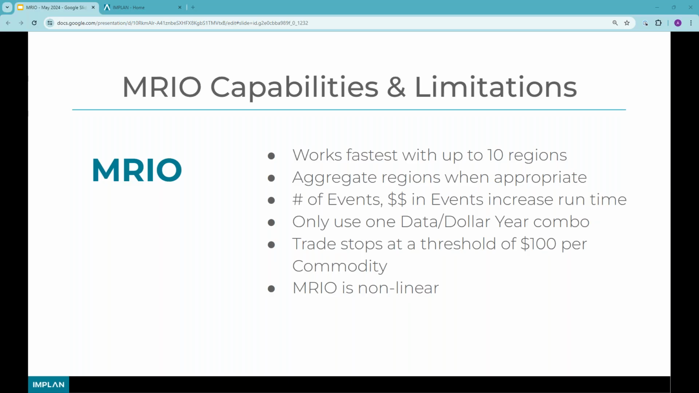And all of the trade that happens in an MRIO analysis is going to stop at a threshold of $100 per commodity. Because of that, the MRIO analysis is not linear. In a single region analysis, if you increase output by 10%, the effects are going to be increased by 10% over your original. MRIO is not the same. Because it's based on all of those supply and demand coefficients, the RPCs, and all the commuting rates, it's never going to be linear.